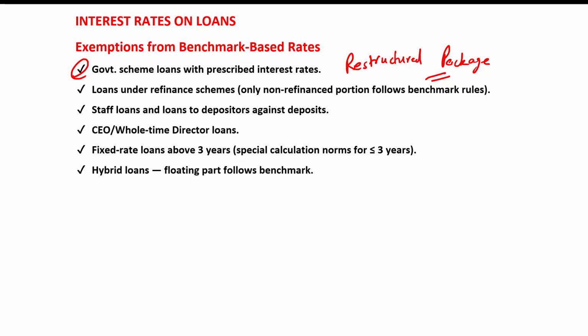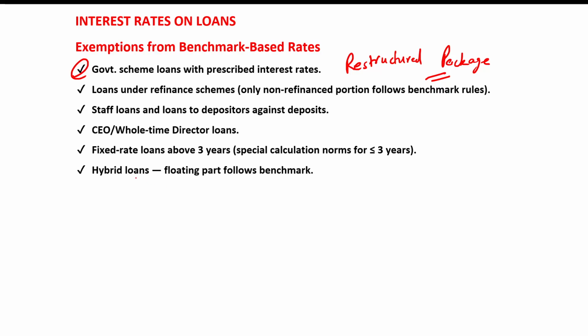So, if loans are given under government or government undertaking refinance schemes, the interest rate fixed under the scheme will apply for the portion covered by refinance. For the remaining portion not covered by refinance, normal base rate or MCLR or external benchmark rules apply.